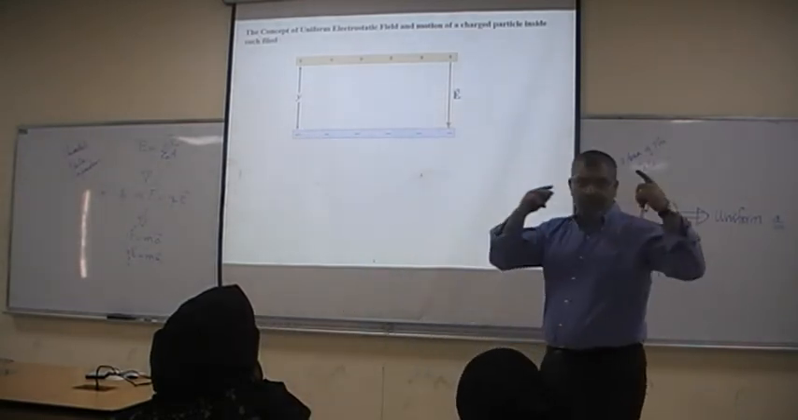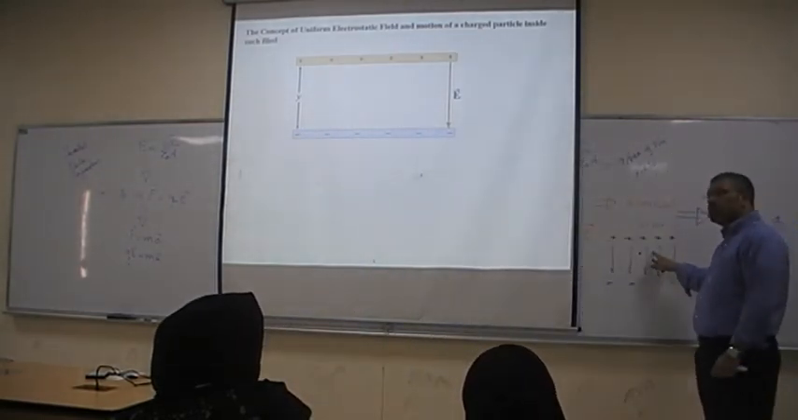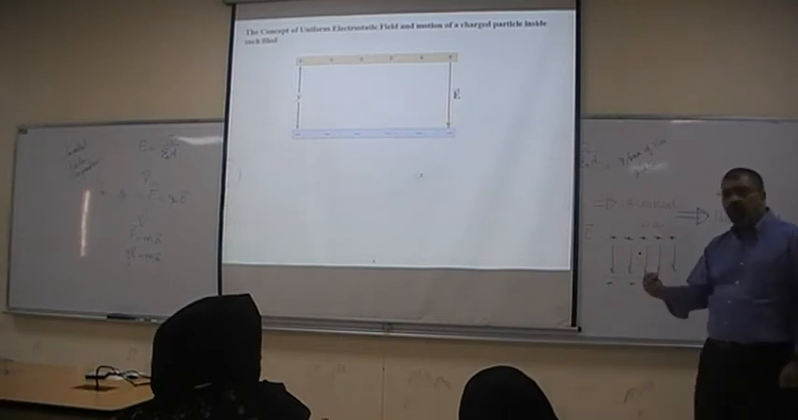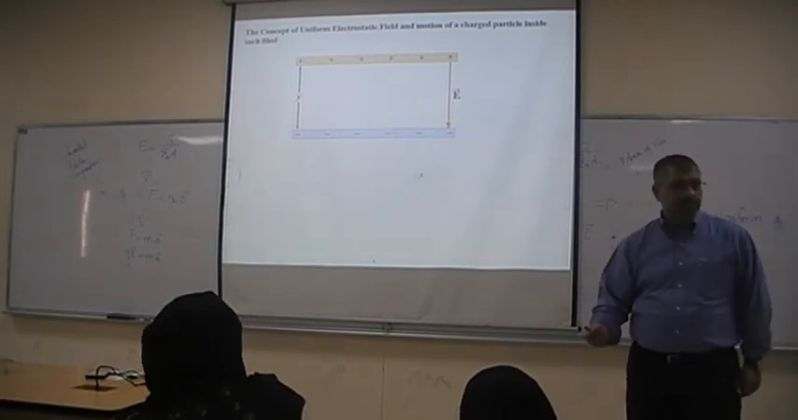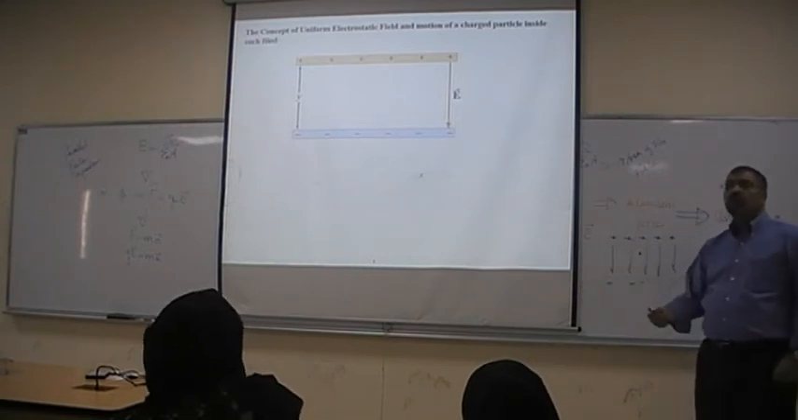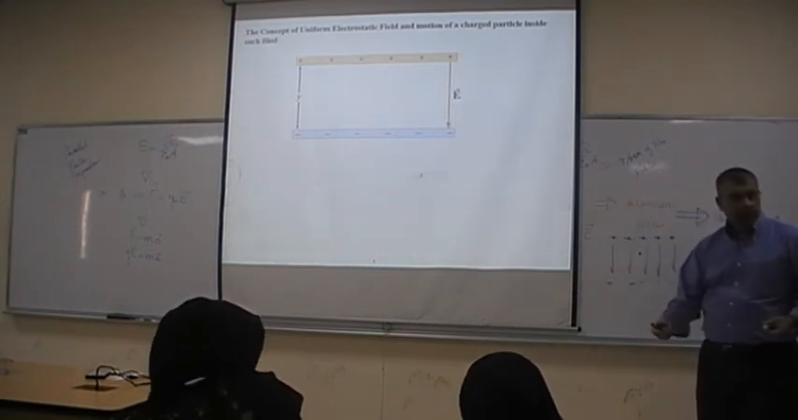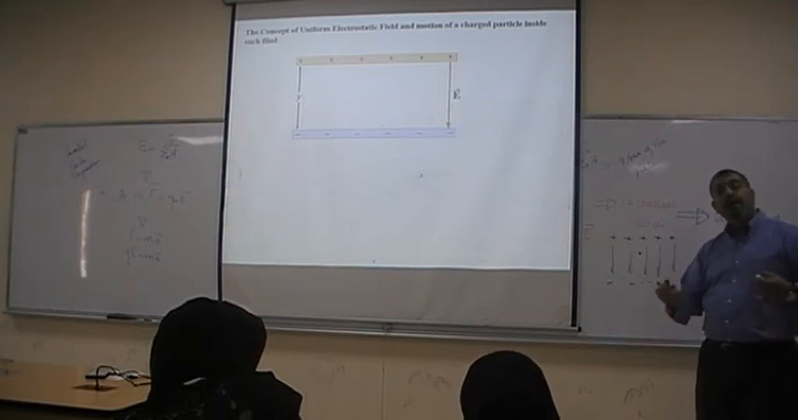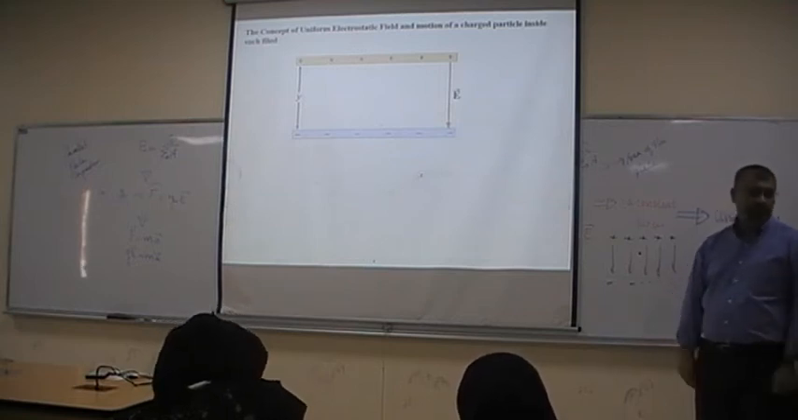So you should write that down in your own words. A positive charge will move along the direction of the electric field lines. Okay? And a negative charge will move opposite to the direction of the electric field lines, or the field in this case.